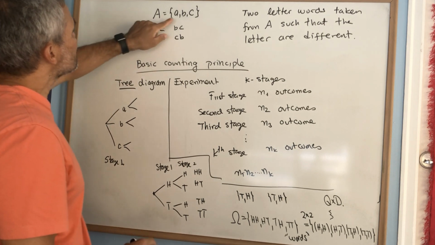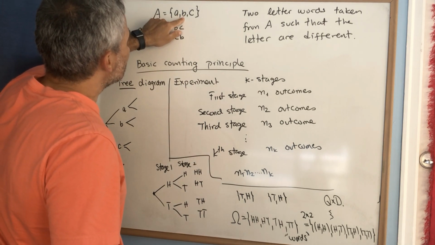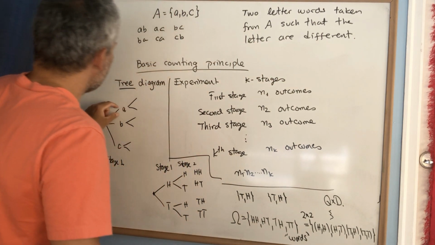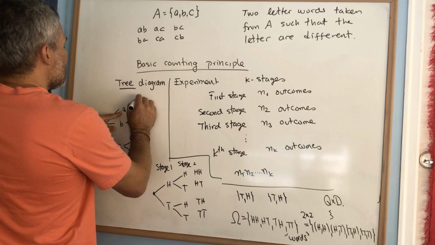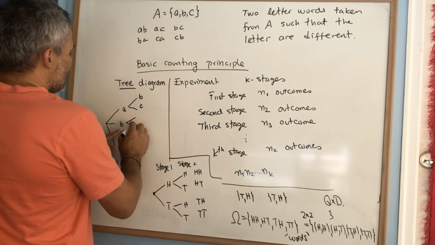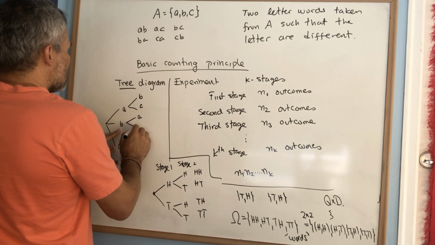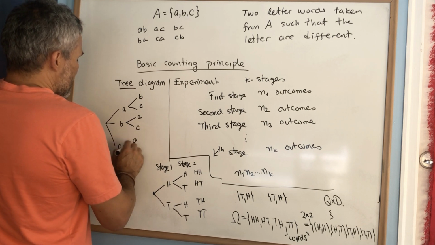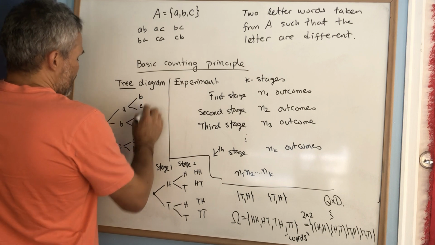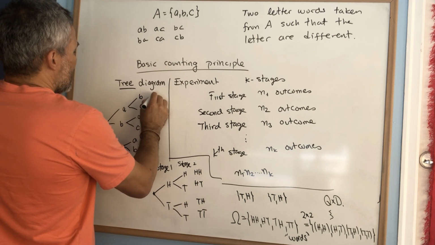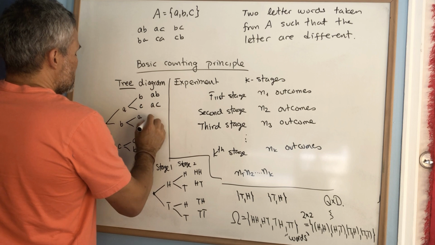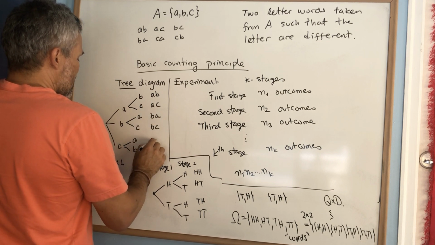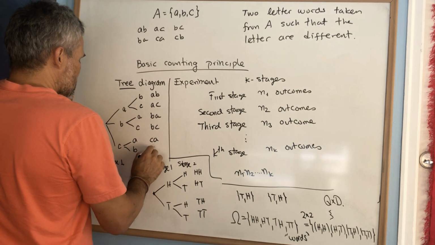Why? Because once we have selected a letter, since we want the letters to be different, I only have 2 possibilities. Here, if I select A, then the possibilities are B and C. If I select B, the possibilities are going to be A and C. And here, if I select C, the possibilities are going to be A and B. And the final result is going to be AB, AC, BA, BC, CA, and CB.